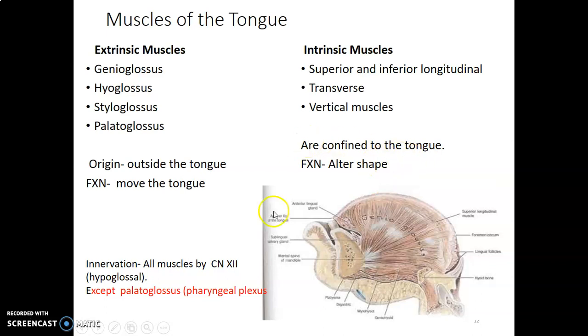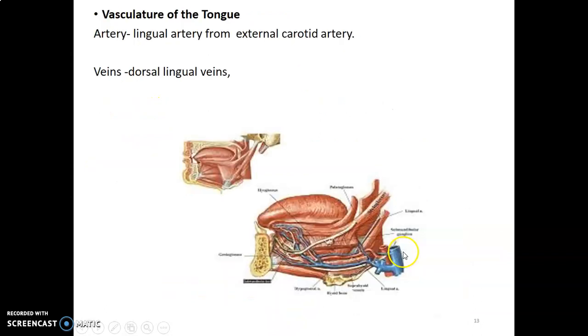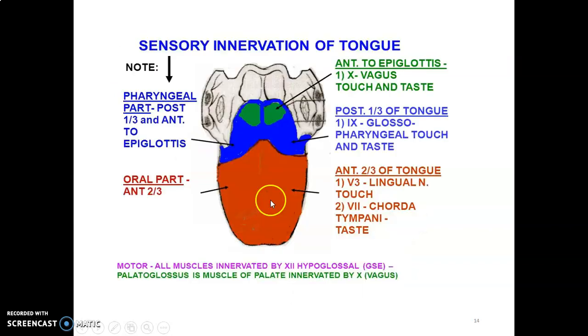Motor innervation to muscles of the tongue is by the 12th cranial nerve, hypoglossal. So all muscles of the tongue are innervated by the hypoglossal nerve except palatoglossus, which is innervated by the pharyngeal plexus. The tongue receives blood supply from the lingual artery that comes from the external carotid artery and is drained by the dorsal lingual vein. So you can appreciate the lingual arteries and veins coming to the tongue.